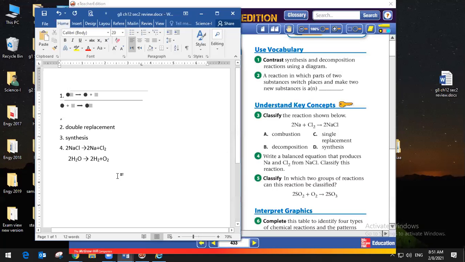Yusuf, we never change subscripts. We only balance by adding coefficients, and we never remove anything. Okay.